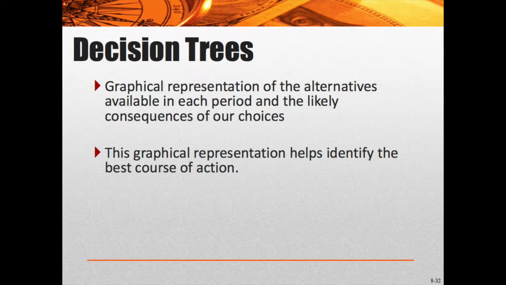the picture. So a decision tree is a graphical representation of the alternatives available to each period and the likely consequences of our choices. The graphical representation helps identify the best course of action. So when you draw a decision tree, you can draw it for just about anything.